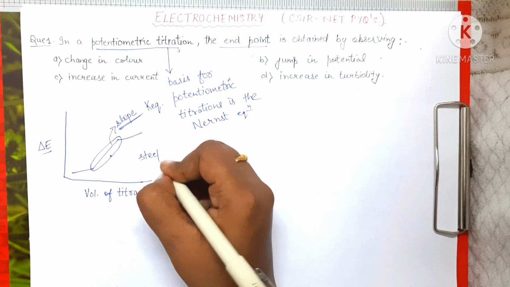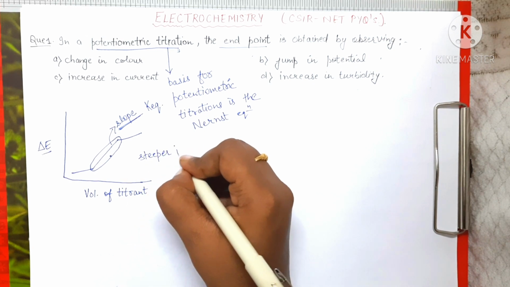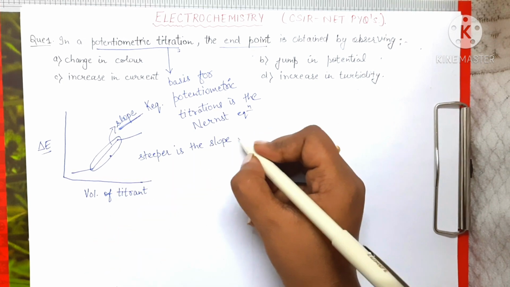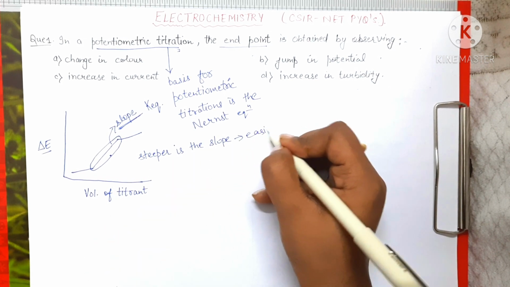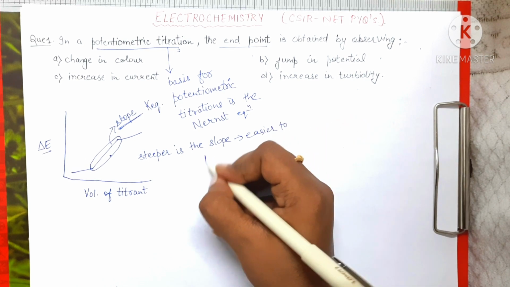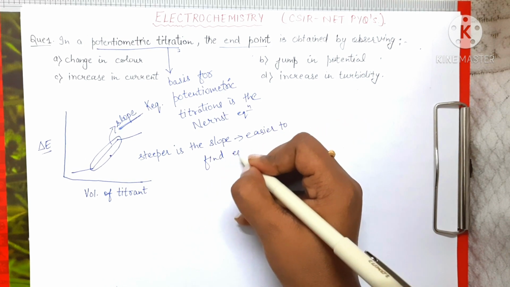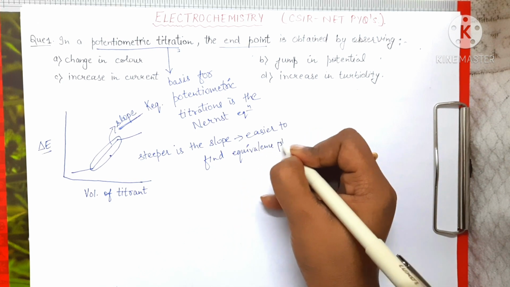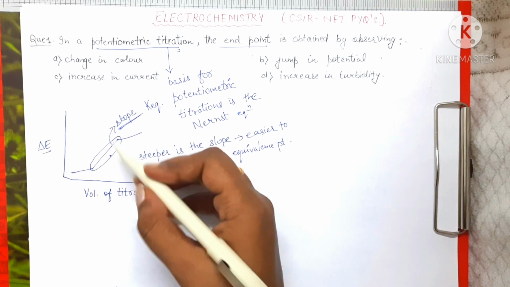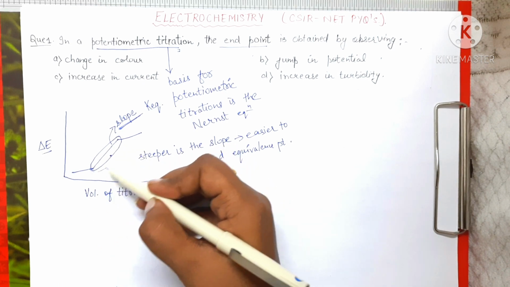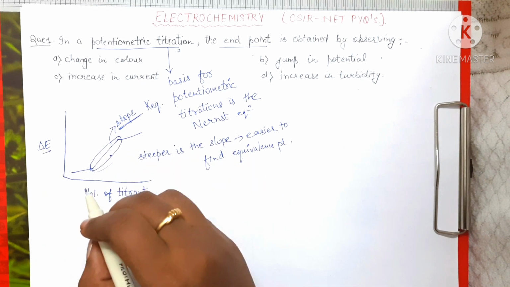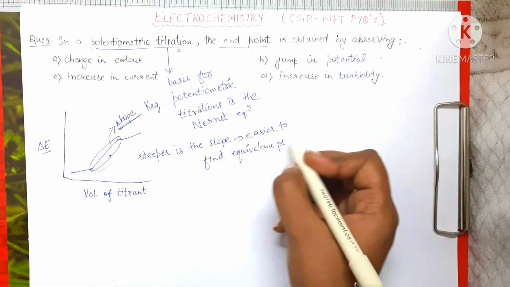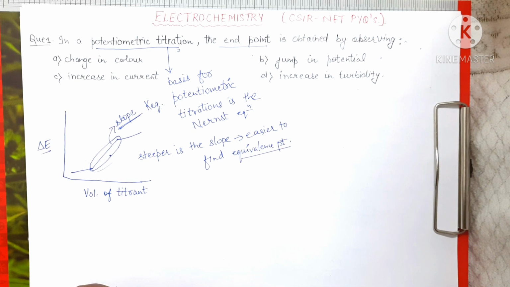The steeper the slope, the easier it will be to find the equivalence point, right? So basically here in this graph, this section is going to give us the equivalence point, and the steeper the slope, the better will be the result for us to find the equivalence point, right?